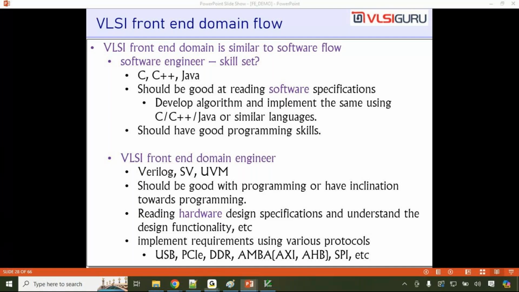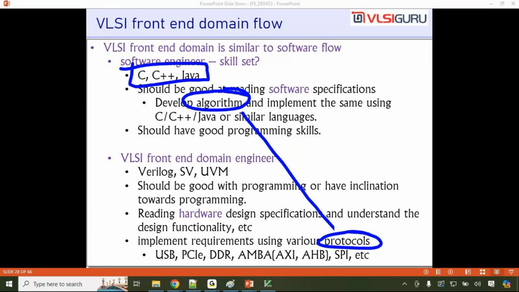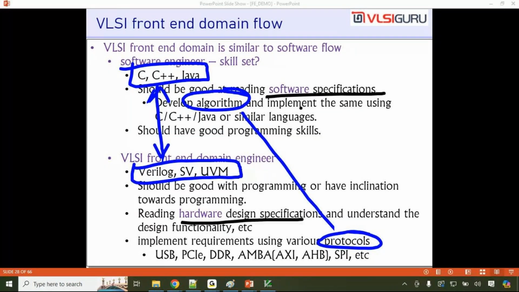So here, what is similar to an algorithm is protocols. A software engineer needs to learn algorithms. A VLSI engineer needs to learn protocols. Similar to C, C++, Java. Similar to software specifications, hardware design. Both require programming skills.